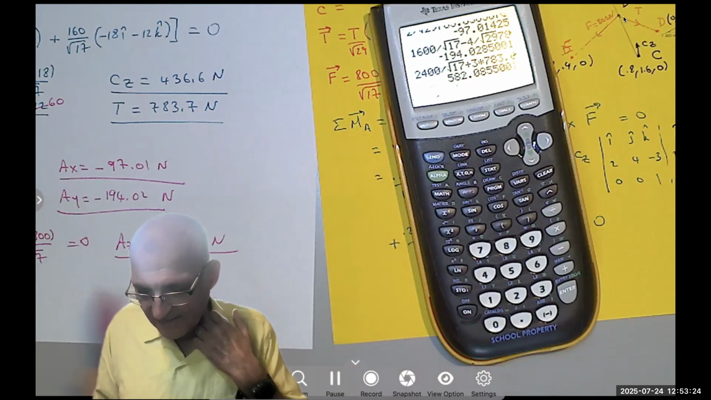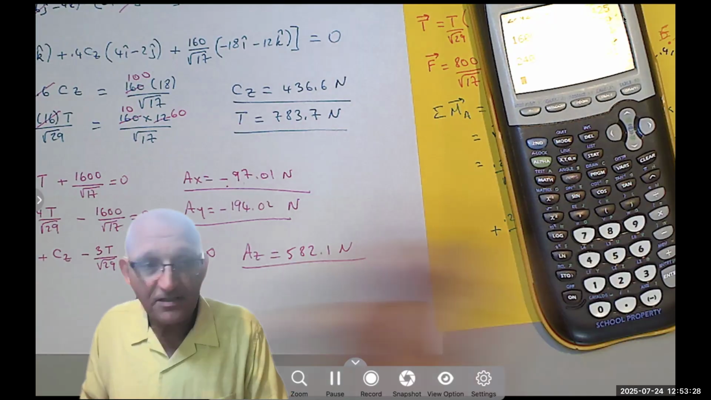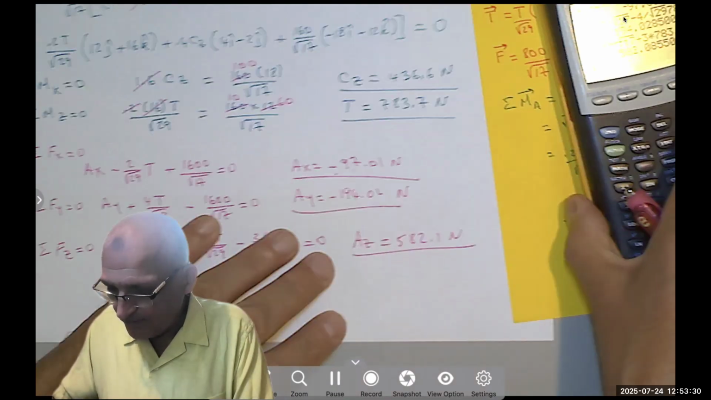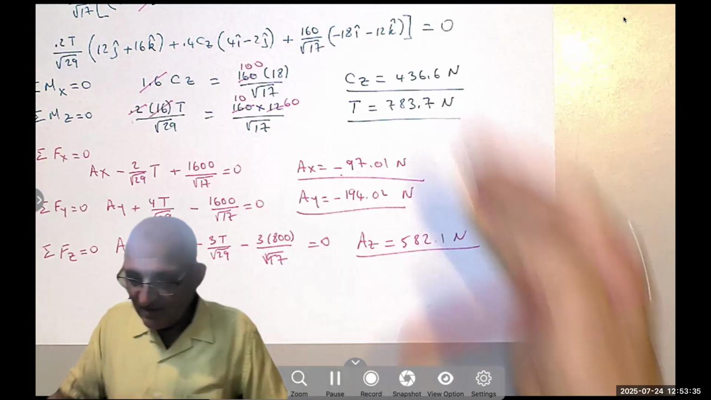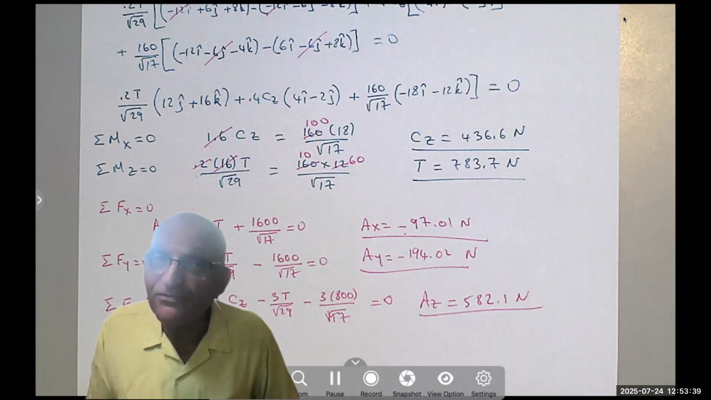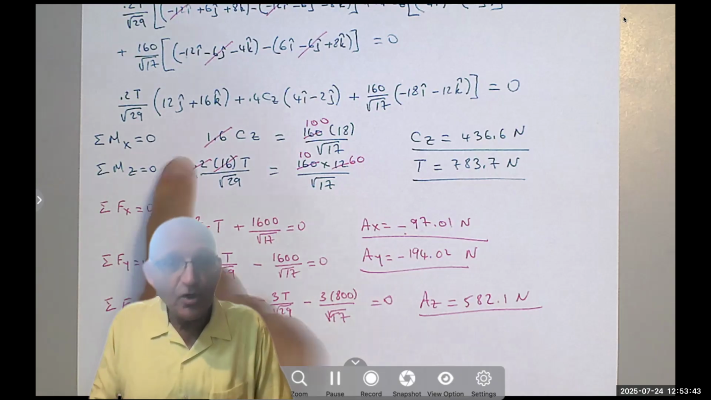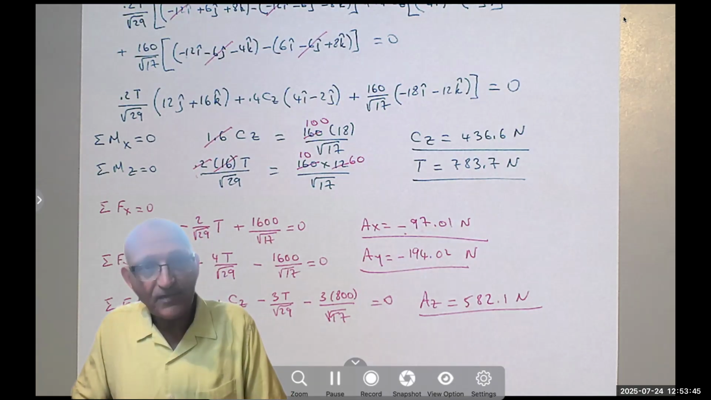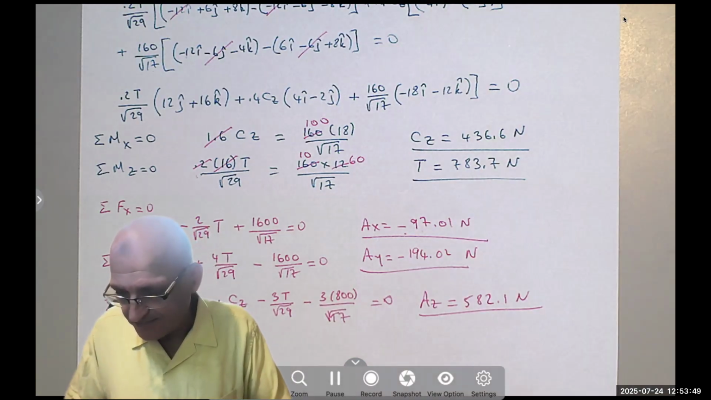So if you want to write A in vector form, you say it's negative 97i minus 194j plus 582k Newton. And we found all our 5 unknowns. Remember, we only needed 5 equations, and there was no moment about the y. Okay, or there was, but they were canceling each other.